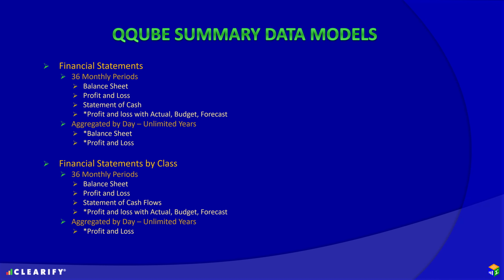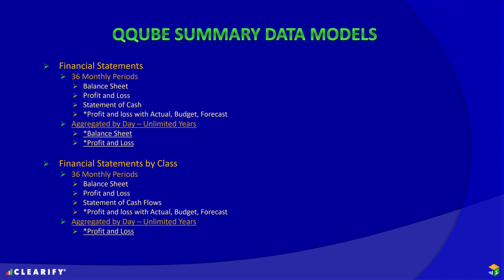Financial statements, including by class, has three types of data models. The first is a standard completely monthly period for 36 periods, which includes balance sheet, profit and loss, statement of cash flows, each of which allows side-by-side actual and budget figures, including multi-currency. Of particular note is the statement of cash flow, which allows you to have 36 periods side by side. In QuickBooks, you can only do one period at a time. The second is for enterprise only and is a standard complete monthly period profit and loss, which again allows side by side, but this time you have actual, budget, and forecast figures, something you can't do in QuickBooks in one report.